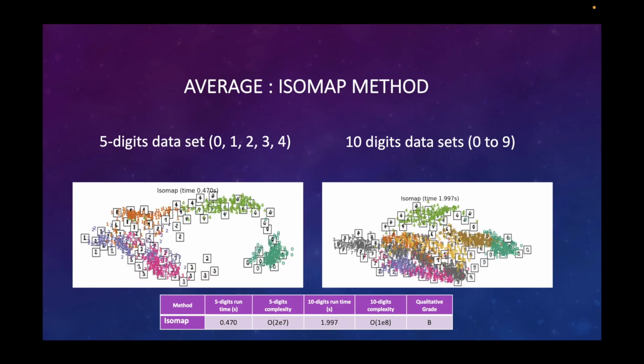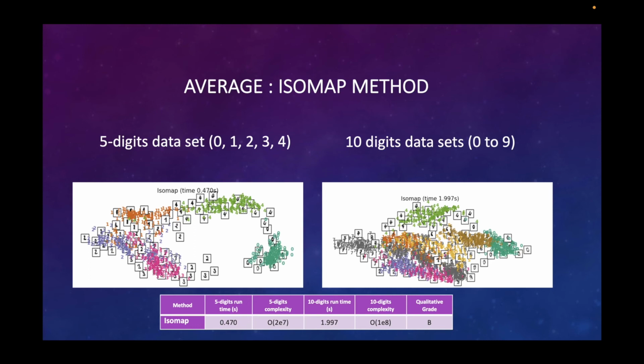The next one is also average and is isomap. Isomap seeks a lower dimensional embedding, which maintains distances between all points. As you can see here, the isomap method has done a good job on classifying digits 0, 4, and 1. However, digits 2 and 3 are almost non-distinguishable in this projection.